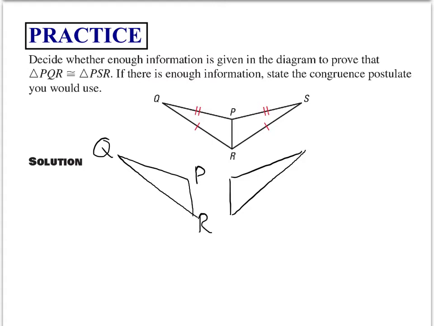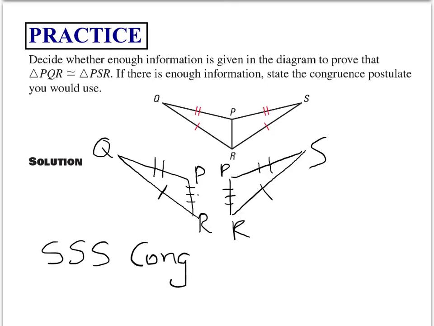So I broke up this triangle on the left. Let me break up this triangle on the right. Then mark up what I know. I know that QP is going to be congruent to PS. I know QR is going to be congruent to RS. And once again, this side right here is the same as this side. So look at what I have. I have 3 sides and 3 sides. So this would be the side, side, side congruence postulate.